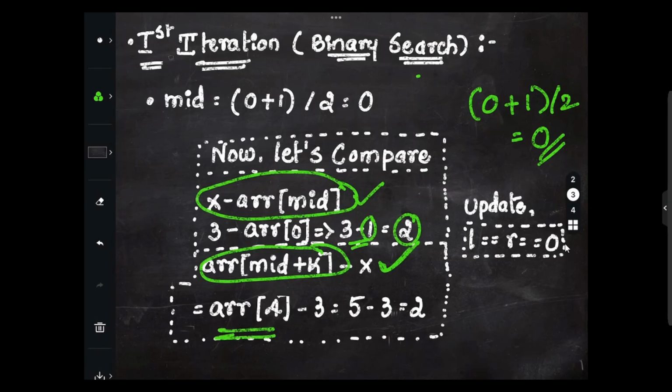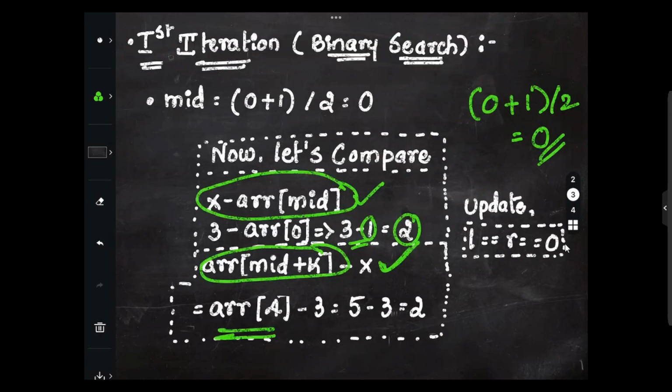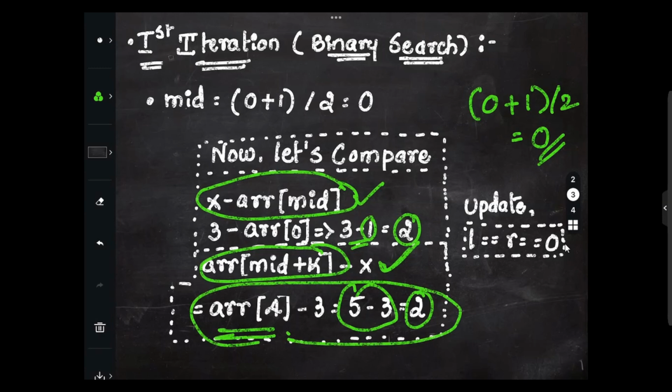Array of mid plus k is array of 4. Zeroth index, this is length, don't get confused, length starts from 1. Basically this array of 4 has the value 5, the last element. 5 minus 3 is nothing but 2, so the output will be 2 here in this case. For this one we have got output 2, and for this one also we have got 2. This is the left, this is the right.